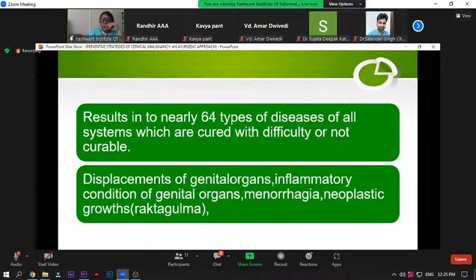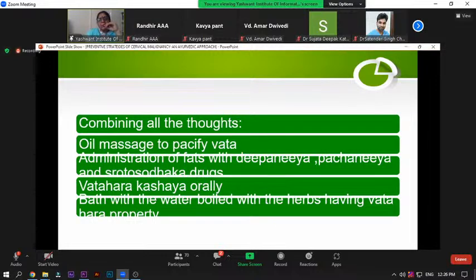If Sutika Paricharya is not followed, it will result in nearly 64 types of diseases of all systems, which are cured either with difficulty or are not curable. Among them are displacement of genital organs, inflammatory conditions of genital organs, menorrhagia, and Raktagulma, that is neoplastic growths. So it is easily understood that if Sutika Paricharya is not followed, it can lead to malignancies. It's a definite reference we can see in our classics. So combining all the thoughts, what can we do in the Sutika Paricharya?